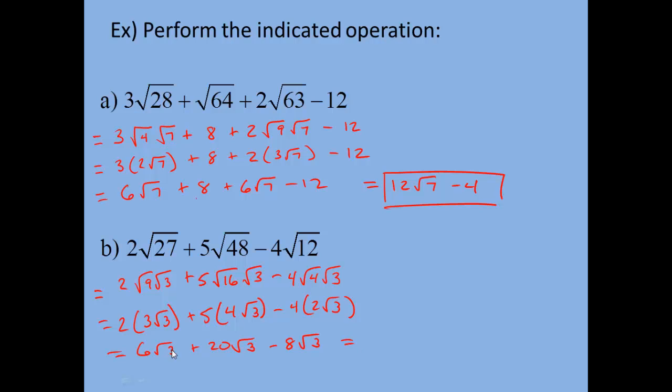Now notice these all have the same like term, right? The square root of 3 is the radical on all of them. So we can combine all 3 of these. If 2 of them had radical 3s and 1 of them didn't, then the one that didn't would not be able to be combined. But since they all have radical 3, we can actually combine these. So 6 plus 20 would be 26, minus 8 makes this 18 radical 3.